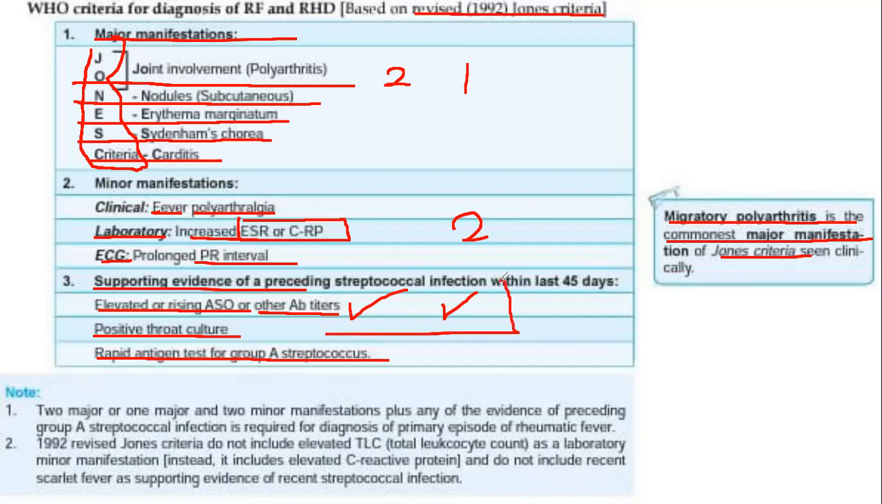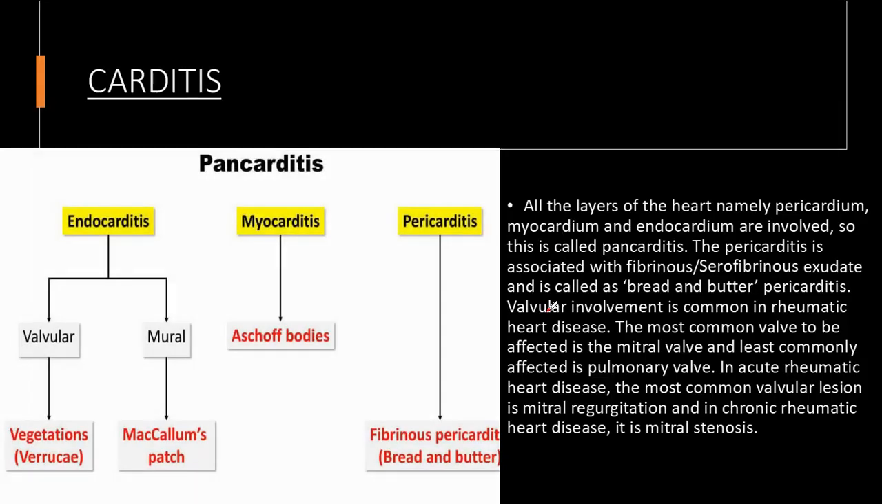So this must be there, a supporting evidence of a preceding streptococcal infection, okay? And also note that in the revised Jones criteria, you don't use elevated total leukocyte count as a minor manifestation, nor do you include scarlet fever as a supporting evidence of a recent streptococcal infection. Now, carditis. Let's discuss now the major criteria.